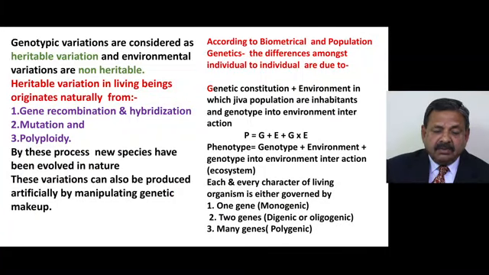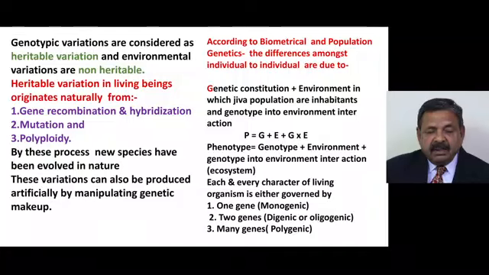Another is mutation, that is, a sudden heritable change at the DNA level or at the nuclear level. Whatever changes there are, they are of a heritable nature. And third is polyploidy, in which the entire genome is multiplied in duplicate form. So these are the three natural ways of heritable variation mentioned in our textbooks.